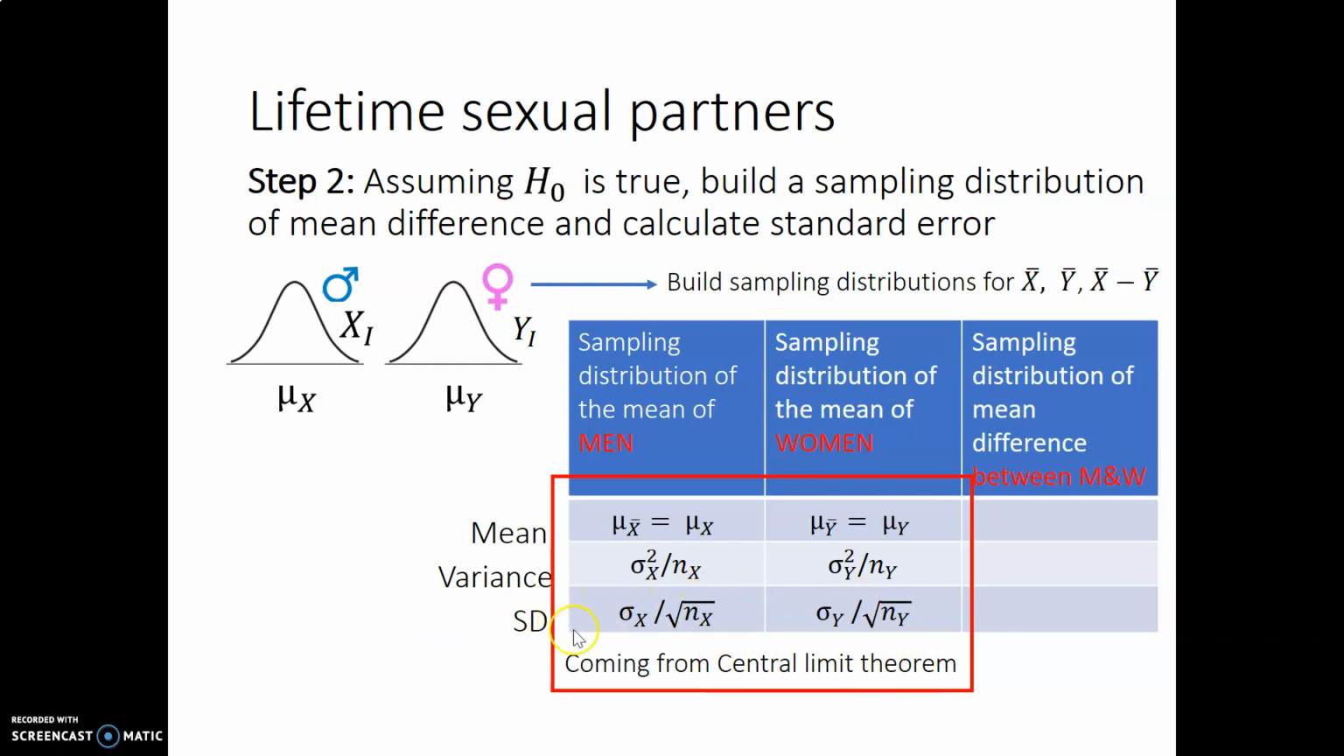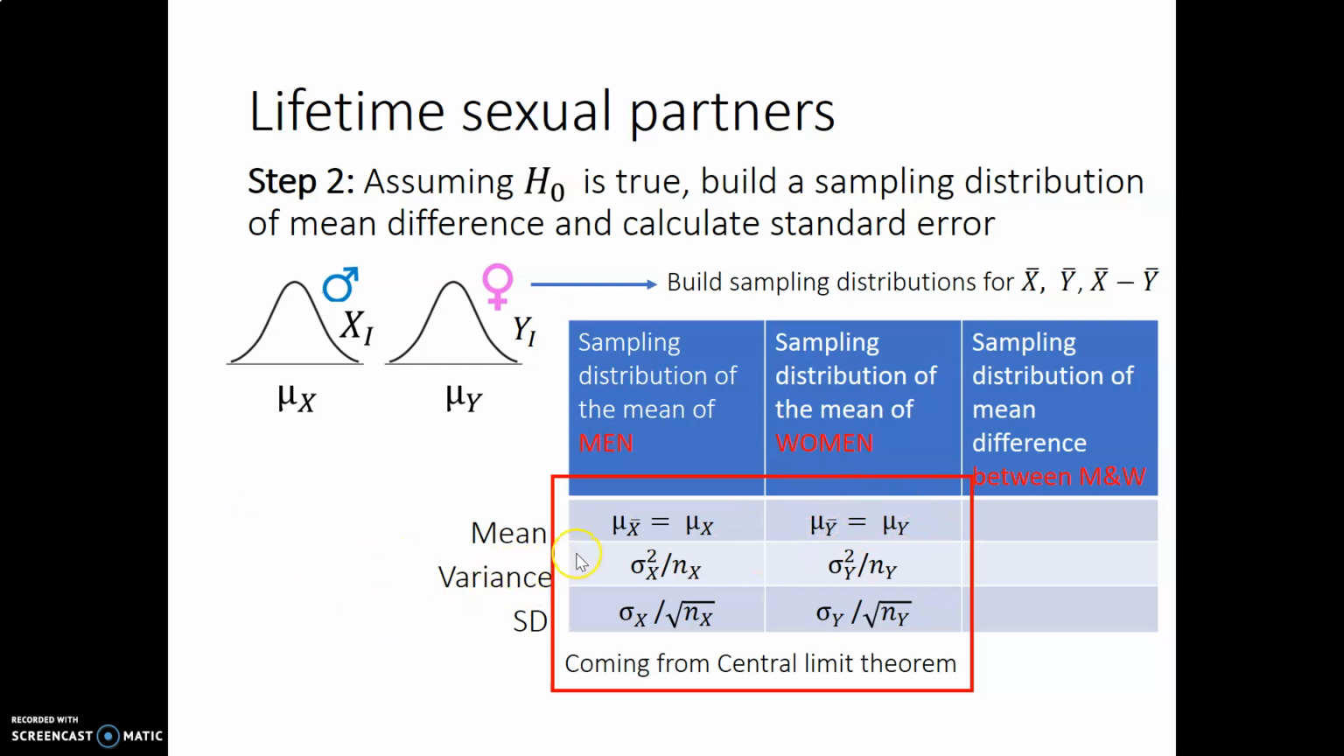The last row is the standard deviation of the sampling distribution, which we also call the standard error. Let's work on these 6 cells first. The mean of a sampling distribution will be equal to the mean of the raw population. We learned that from the central limit theorem. So the mean of the men's sampling distribution will be equal to the men's population mean, and the same thing for women.